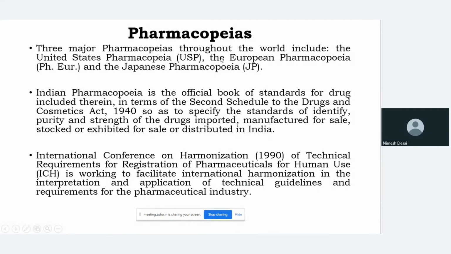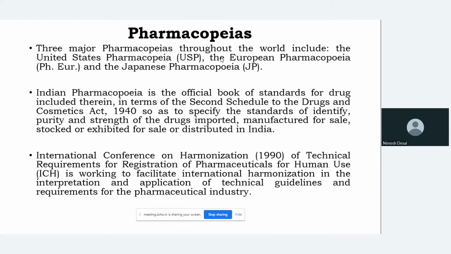In the whole world, pharmaceutical industries are following some rules and regulations, and some standards which are applicable to the whole world. There are three major pharmacopoeias throughout the world, including the United States Pharmacopoeia, the European Pharmacopoeia, and the Japanese Pharmacopoeia, which are followed by most of the industries.